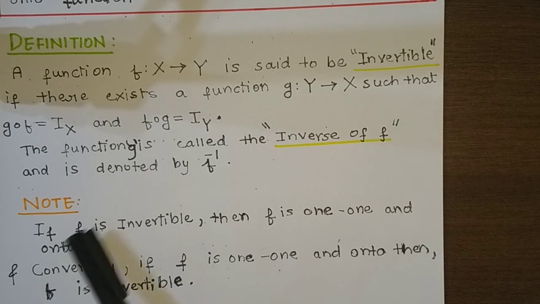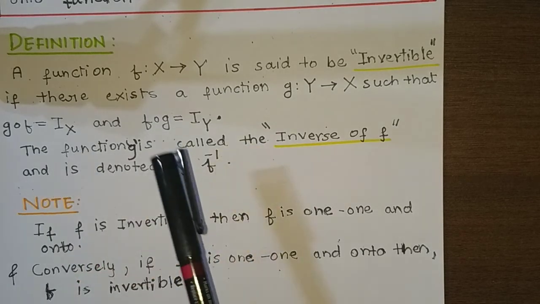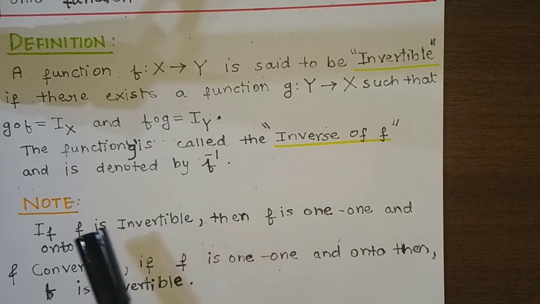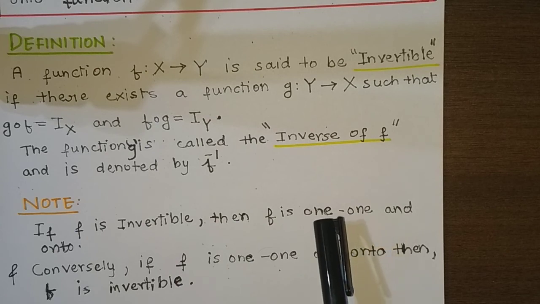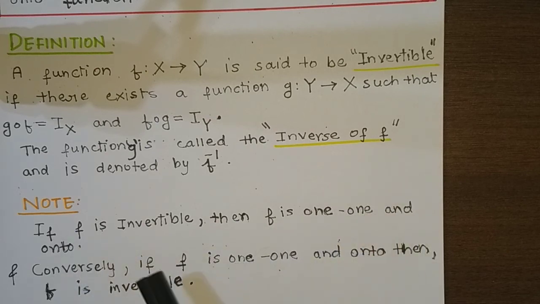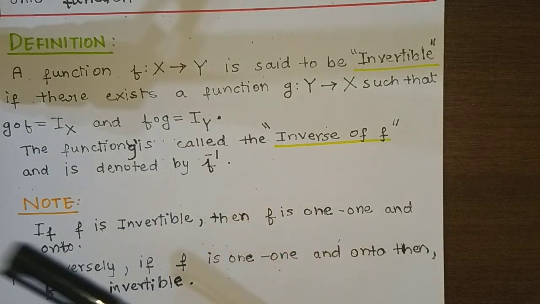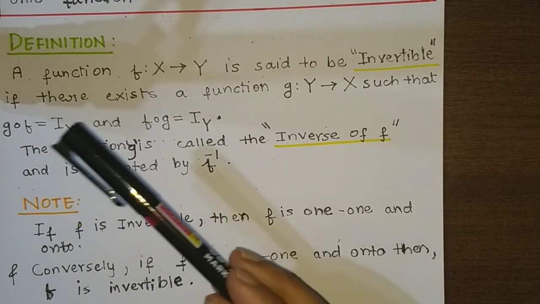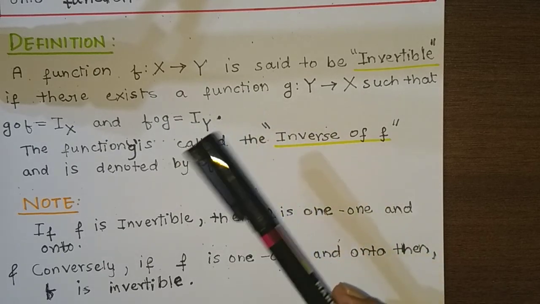So if f is invertible means there exists a function g such that g composition f is Ix and f composition g is Iy. If the function f satisfies the condition, then it will be 1 1 and onto. Now suppose if f is 1 1 as well as onto, then f will be invertible. That means there will exist a function g such that g composition f will be equal to I suffix x and f composition g will be equal to I suffix y.